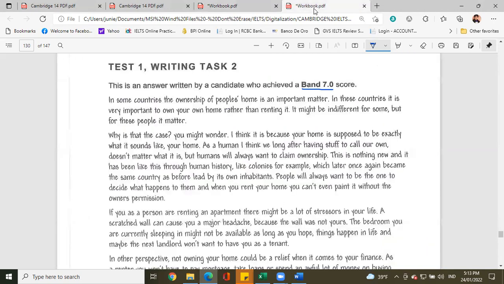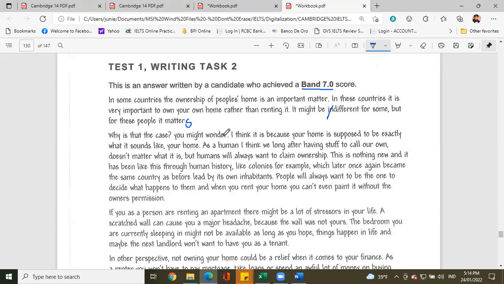Okay. In some countries, the ownership of people's home is an important matter. In these countries, it's very important to own your own home rather than renting it. It might be different for some, but for these people, it matters. Why is that the case? You might wonder.